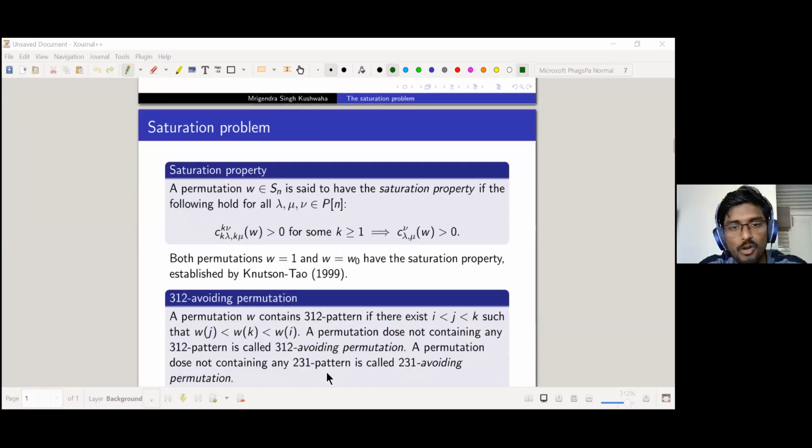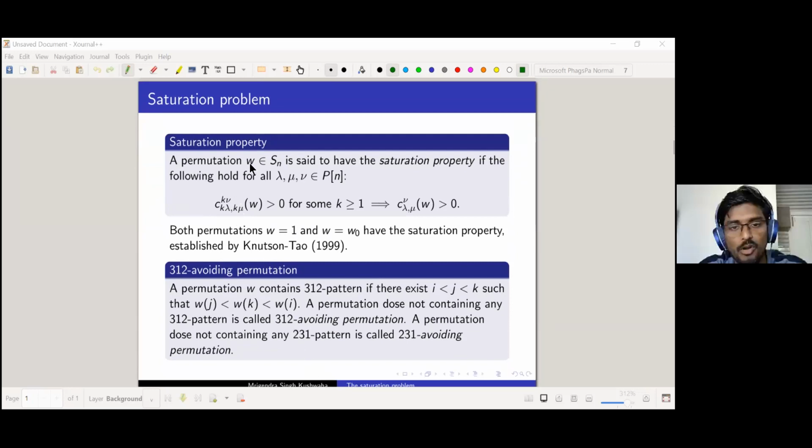Okay. So we are interested in the saturation problem. What is the saturation property? A permutation W is said to have the saturation property if the following holds for all lambda, mu, nu: for the scaled version, C of k lambda, k mu, k nu of W, suppose it is bigger than 0 for some k greater than or equal to 1, then this implies that C lambda mu nu of W is bigger than 0. If this holds, we say that this W has the saturation property. Note that if you take W equal to identity, by property one, it satisfies the saturation property. So W equal to identity has the saturation property.